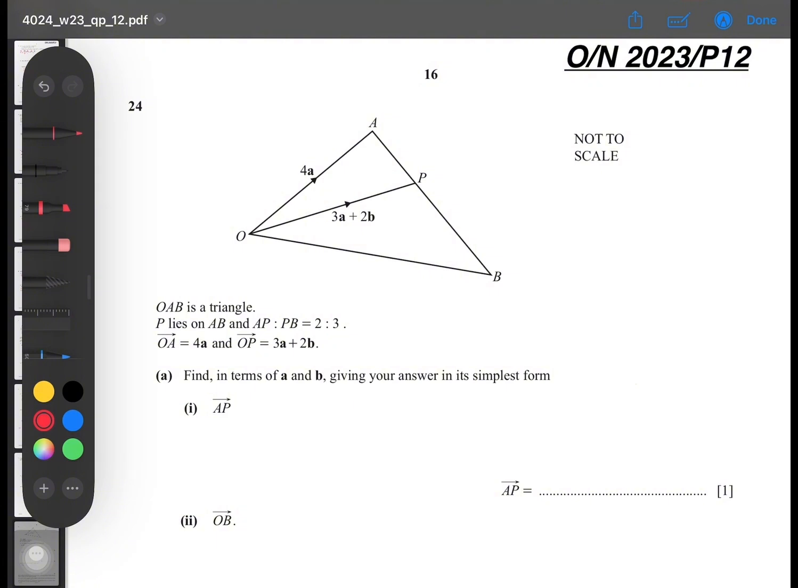To find AP, we will follow the path AO plus OP. So if you see, AO is the opposite direction of OA. So this will turn into minus OA plus OP. OA vector is 4A and OP vector is 3A plus 2B. So it will be minus A plus 2B. So this is 2B minus A.